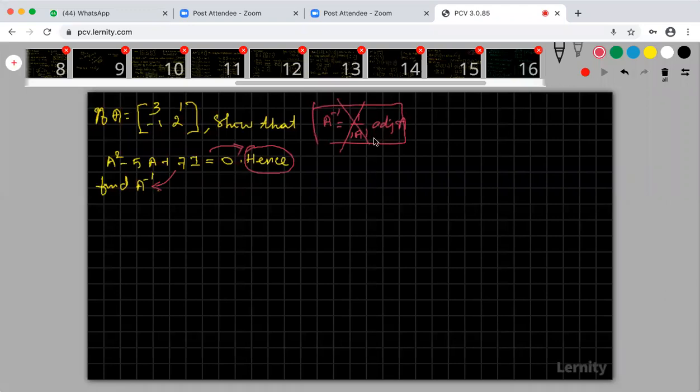Because if the question is simply find A inverse, then no problem. But to show this result and hence means use this result. That is the meaning. Using this result, find the A inverse. That means based on this result, derive the A inverse matrix. How to find out the A inverse matrix?